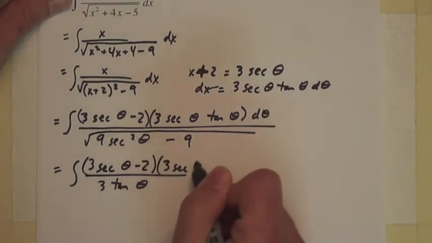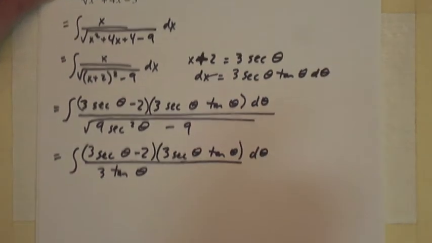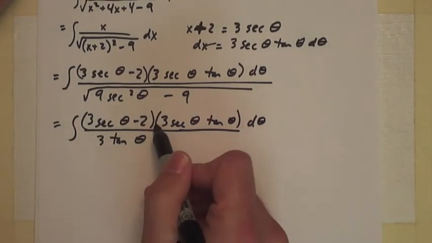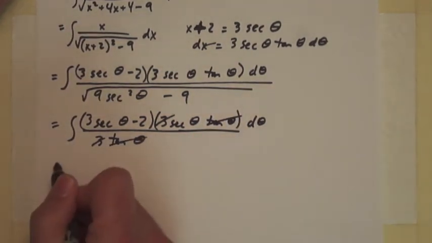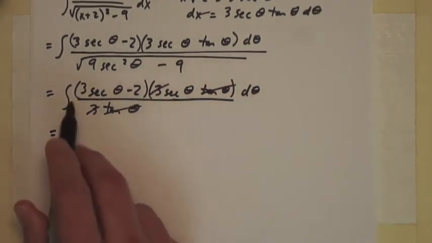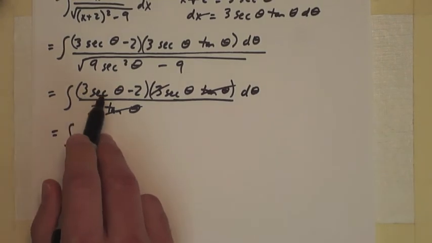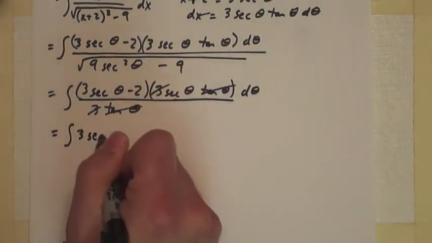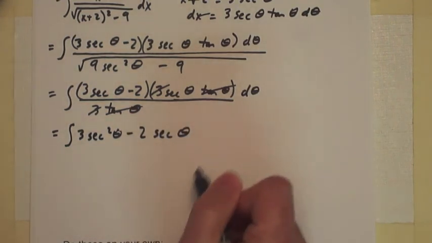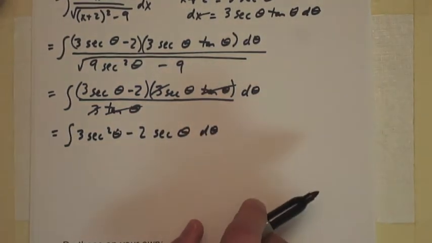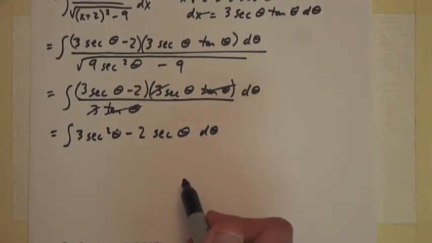And I'm going to copy the top as it was. And now look at the cancellation, the 3 and the 3, the tan theta and the tan theta. And if we distribute this, we get 3 secant squared theta minus 2 secant theta. Now, let's see what happens now.